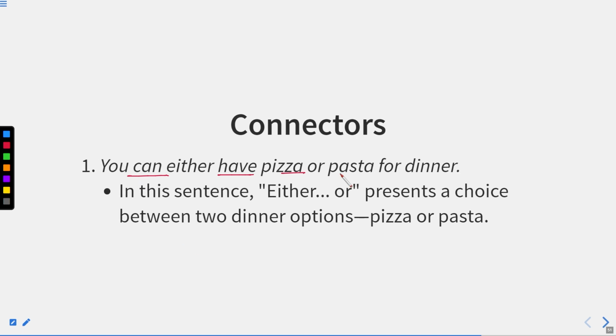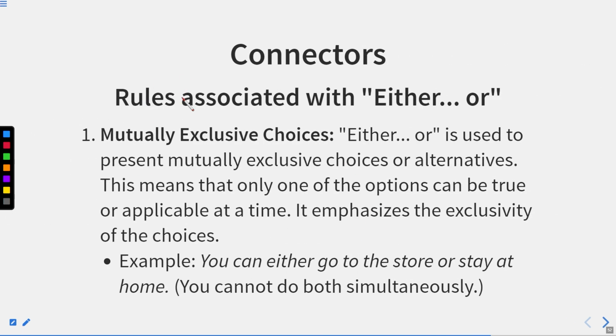You can either have pizza or pasta for dinner. In this sentence, either or presents a choice between two dinner options, pizza or pasta. But you cannot have both at the same time.